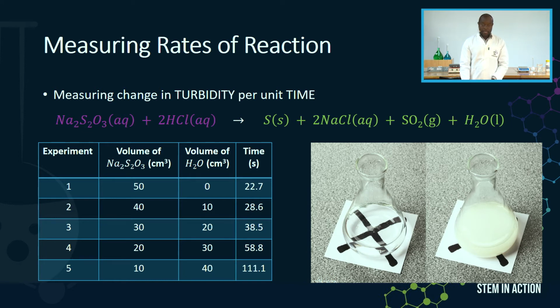If you look at this table, it's showing different conditions of concentration. We've got experiments 1, 2, 3, 4, and 5, whereby we're decreasing the concentration of sodium thiosulfate. And what you notice is that the time it takes for the X to disappear is increasing, meaning that the rate of the reaction is becoming slower and slower as we decrease concentration. So you should be familiar with such a table and how to interpret what it is saying, and this image, which is a way of deciding the rate of reaction based on the change in turbidity. I'm going to do a simple experiment to demonstrate this, and then we'll move on to the next method.